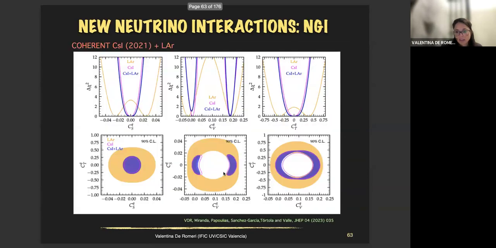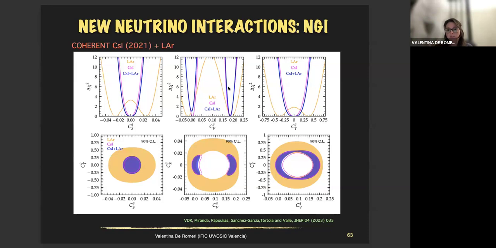And eventually, then we can again use recent CEvNS data to extract limits, bounds on these NGI parameters, as we have done here, as it is shown in these figures. The upper panels correspond to the case where we allow for the presence of only one new interaction at a time, whereas the lower panels correspond to the case where we allow for two of them, for instance, tensor and scalar, scalar and vector, or tensor and vector at the same time.